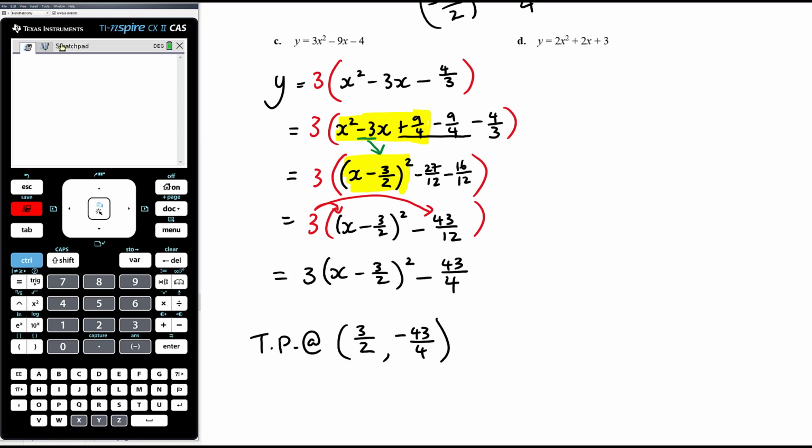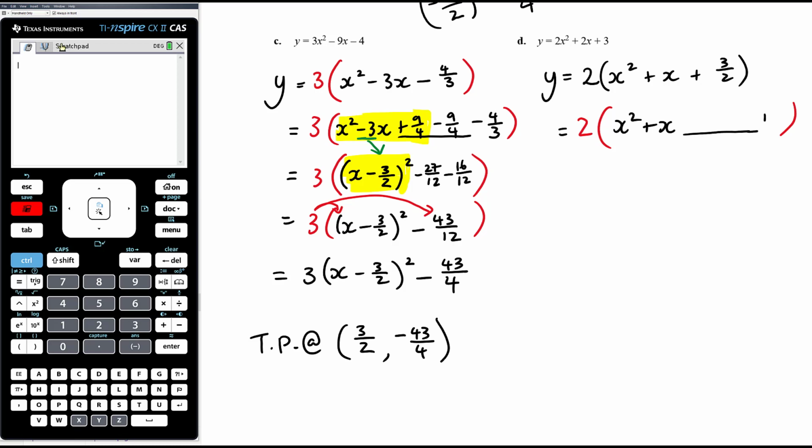Again, we've got a non-monic quadratic, so the first thing we want to do is factor out the 2, even if it means creating fractions. So we're going to have 2 lots of x squared plus x plus 3 on 2. We want to think about not forgetting about that 2, okay? And we've got x squared plus x. We want to work out what has to complete the square, and then we'll have plus 3 on 2.